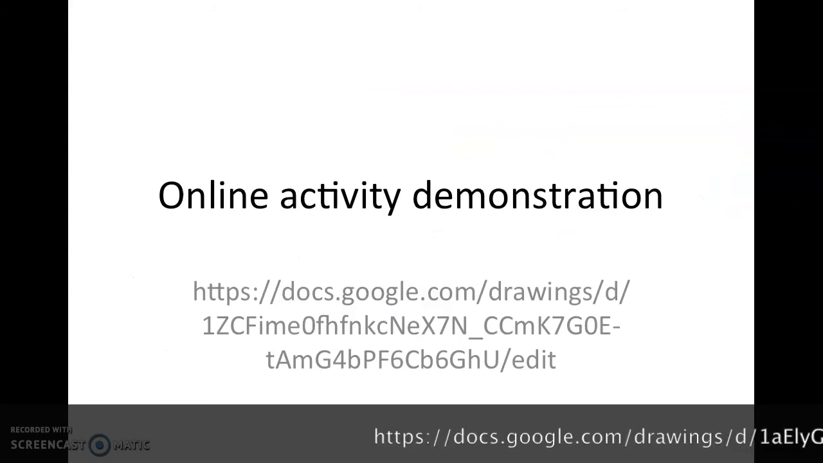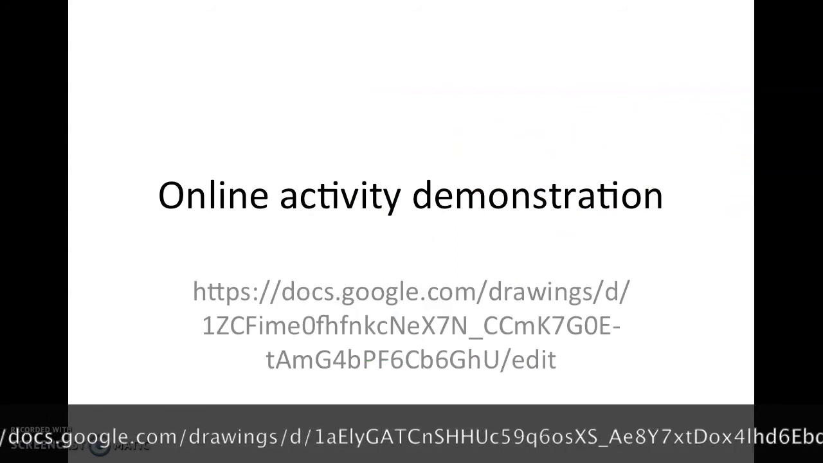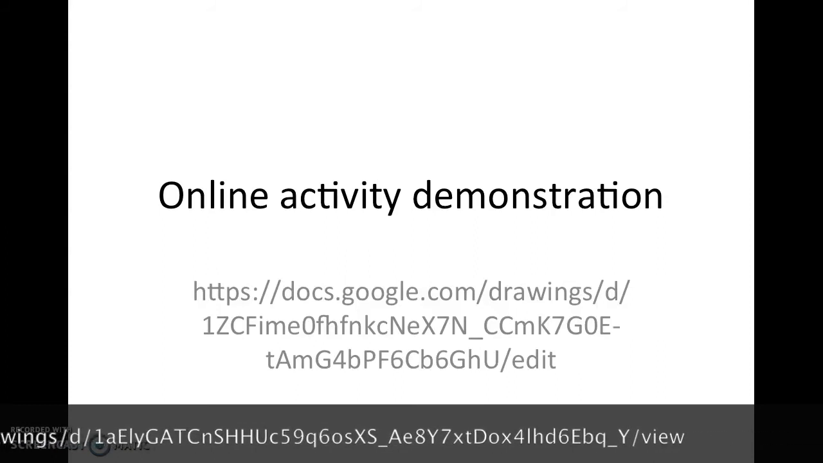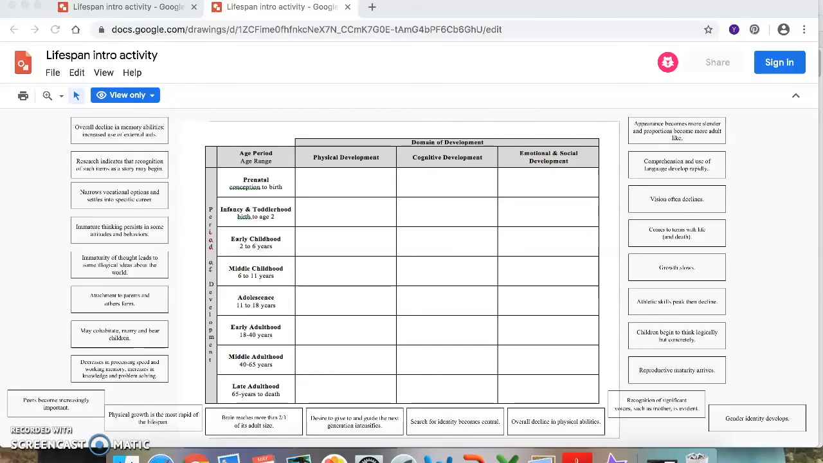Before you go off and try the activity on your own, I wanted to give you a quick demonstration of what to expect with the online version. If this does not work for you, or if you prefer not to complete the activity online, you can access the PDF version through Canvas. Okay, now that we're at the site, you'll notice that this is a view-only file. This means that you need to save your own copy in order to complete the activity.